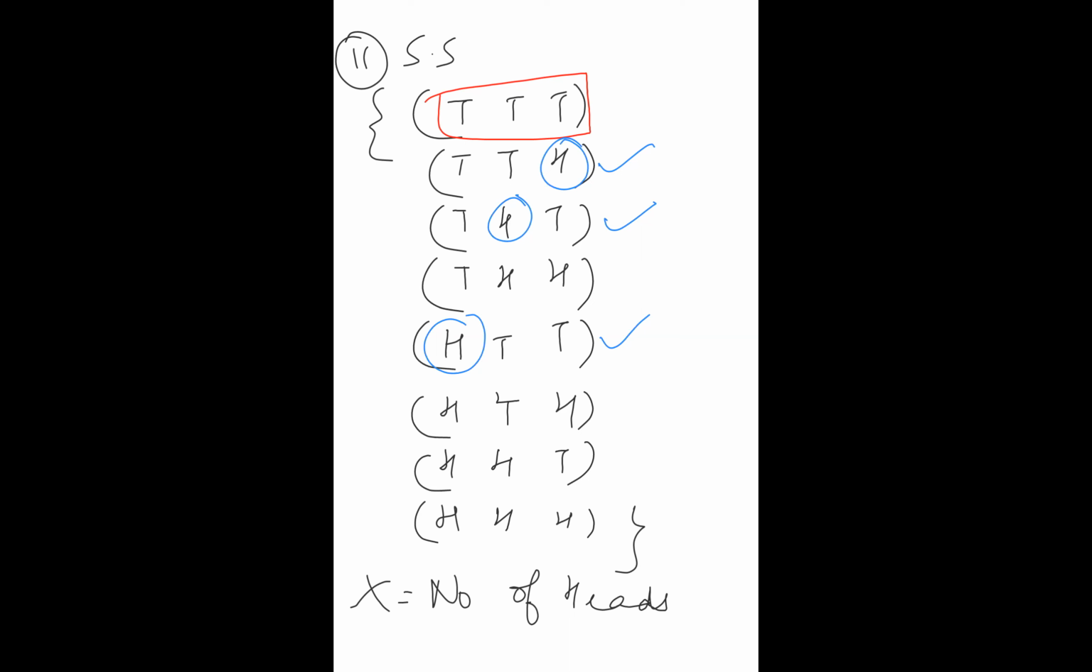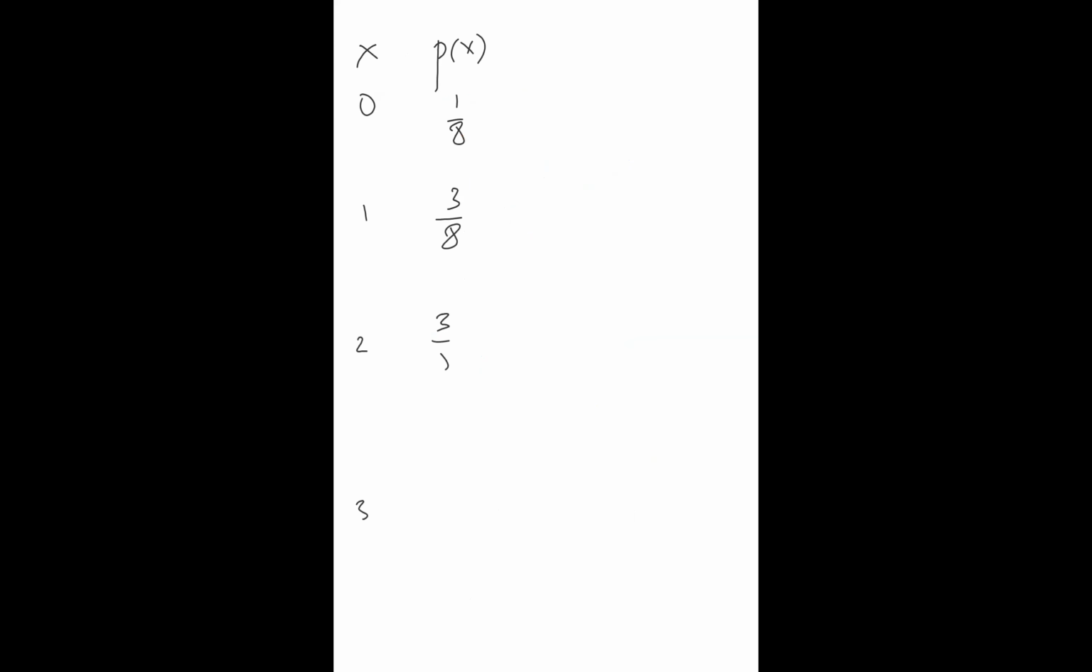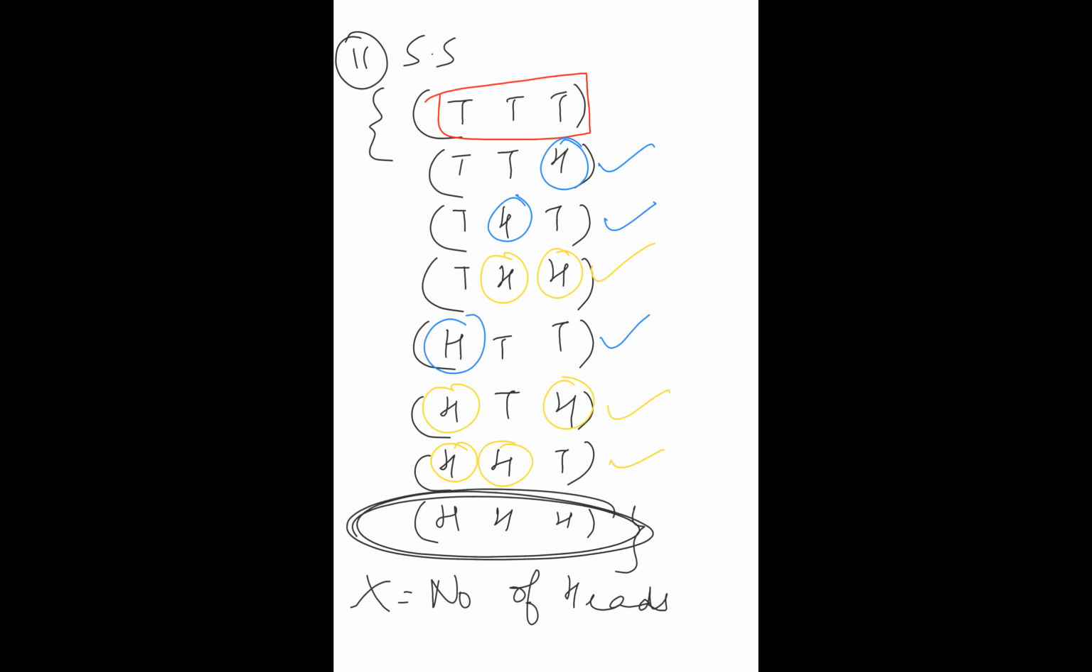Then two heads, the yellow colored events. So these are having two heads. So three events out of a total of eight events. And the last one is all three are heads. So that is only one event out of eight events. I'll show you which one. It's this one. One out of total eight events.